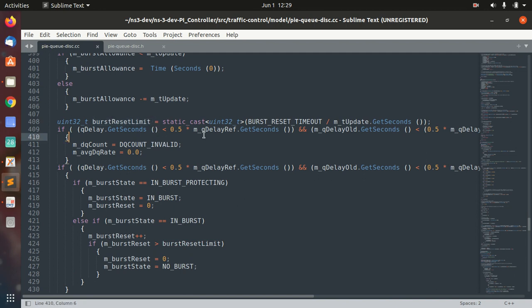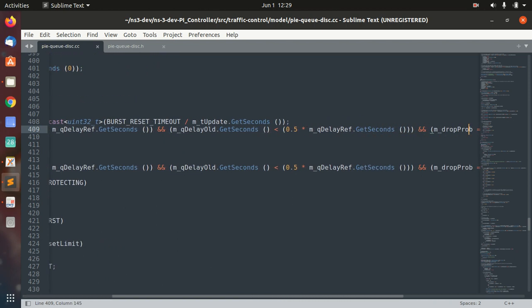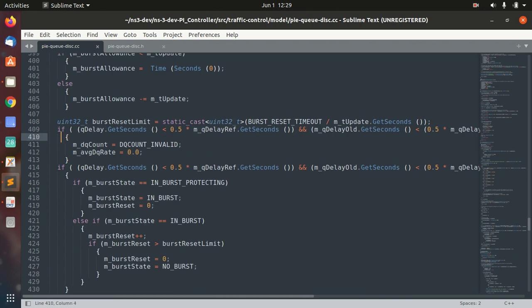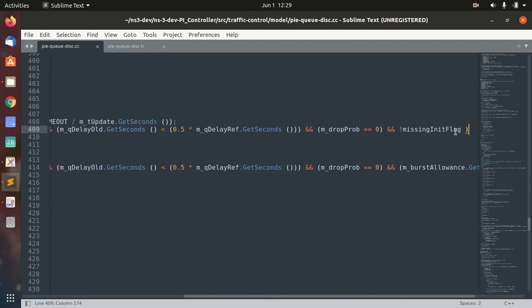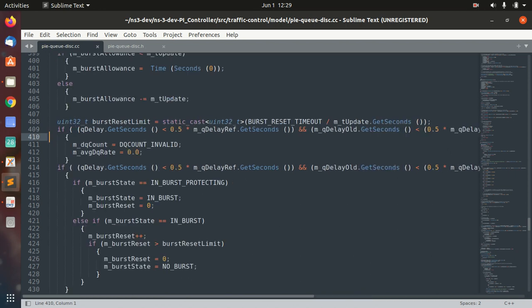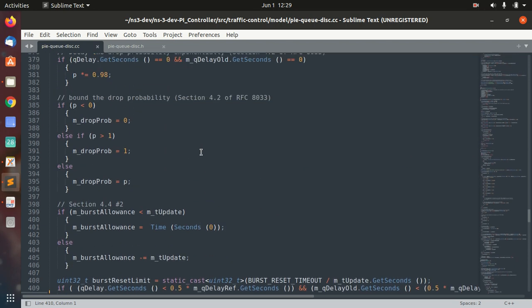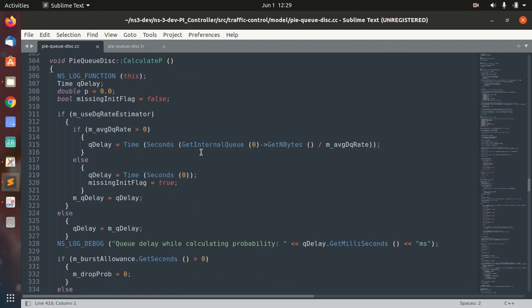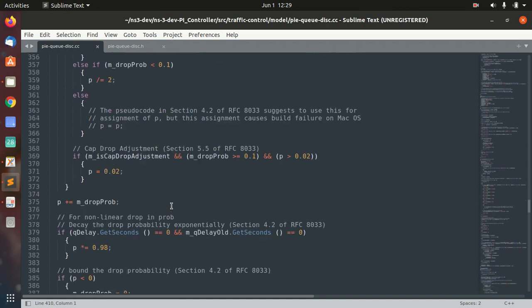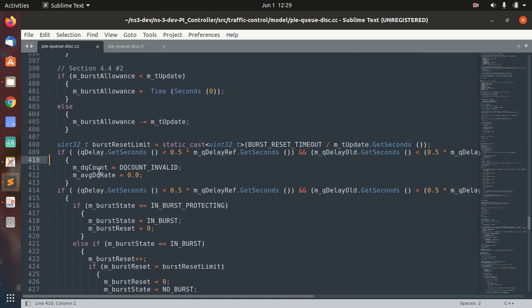checks if the current queue delay is half of the reference queue delay and the old queue delay is half of the reference queue delay, and the drop probability is 0, and also that this missing init flag, which is a local variable, is false or not, like it is defined here, a missing flag. If it is false, what it basically does is invalidate the DQ count value during the do DQ function, which is useful for calculating the average DQ rate, and sets the average DQ rate to 0.